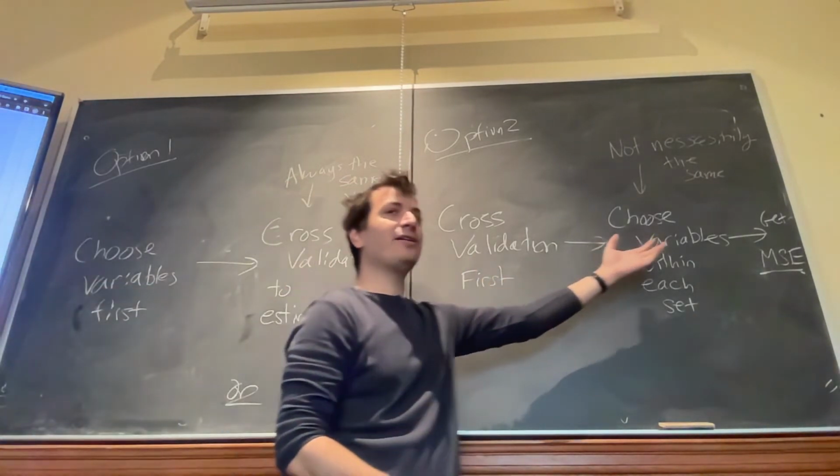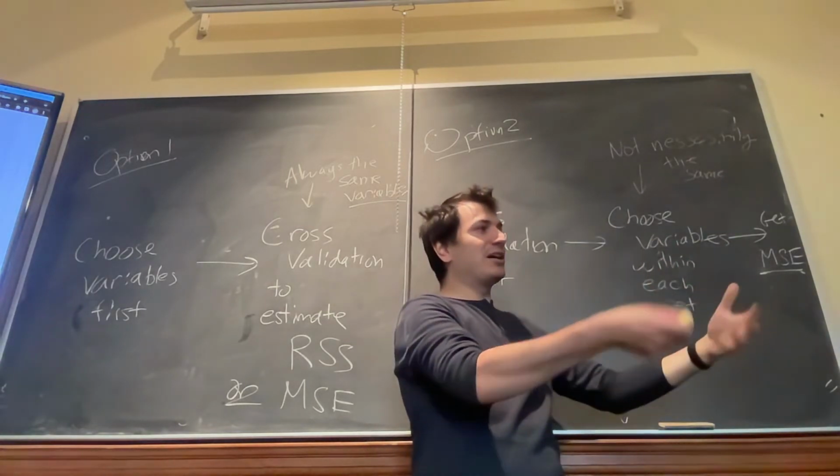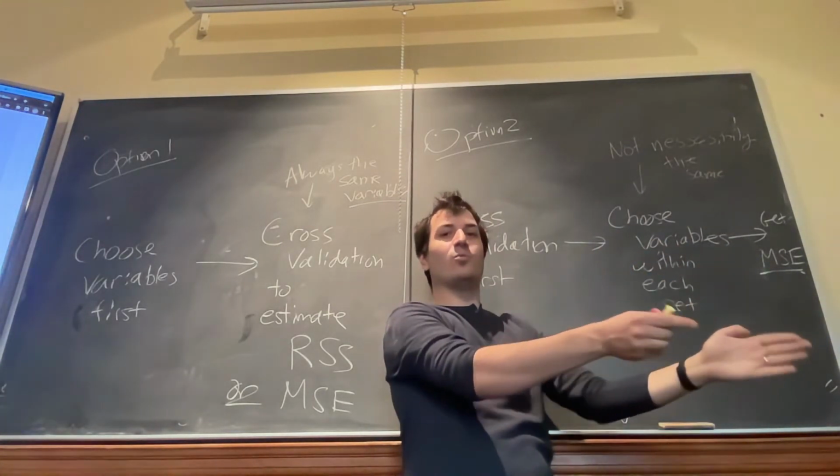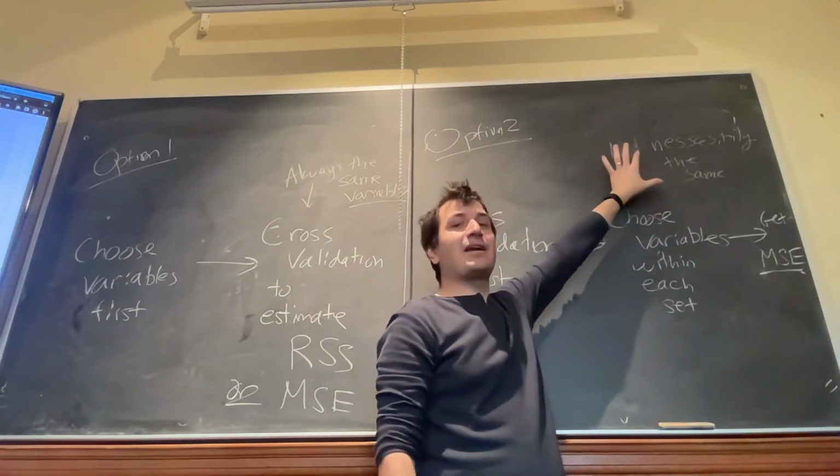But what's going to happen over here is you're going to have a different set of noisy variables for each one, because every time you have a new set, which ones are important for that particular set will be random. And so you'll get completely different sets here.